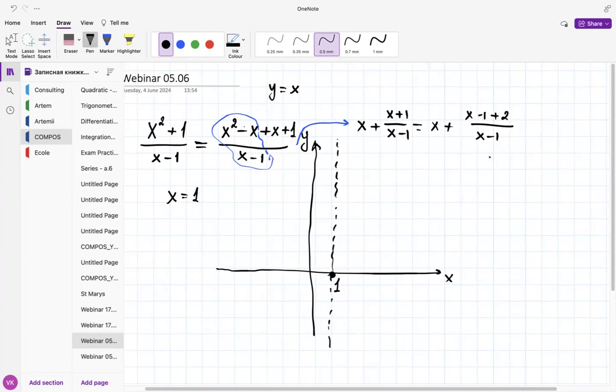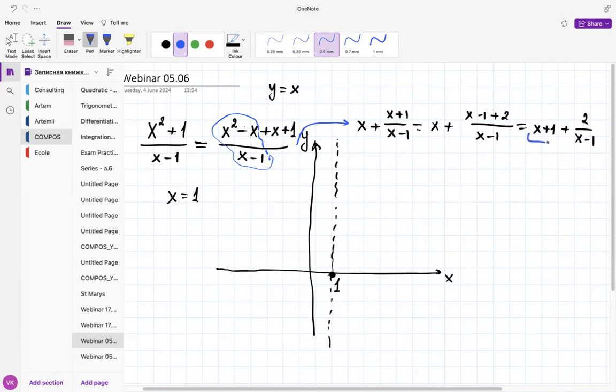Does it make sense? Do you understand what I'm doing? Just give me some feedback. If not, give me this feedback as well and ask me questions. Okay, so that's what I'm doing. And again, I divide x minus 1 by x minus 1, and I get x plus 1 plus 2 over x minus 1. Now, why is it enough for us to define the slant asymptote?